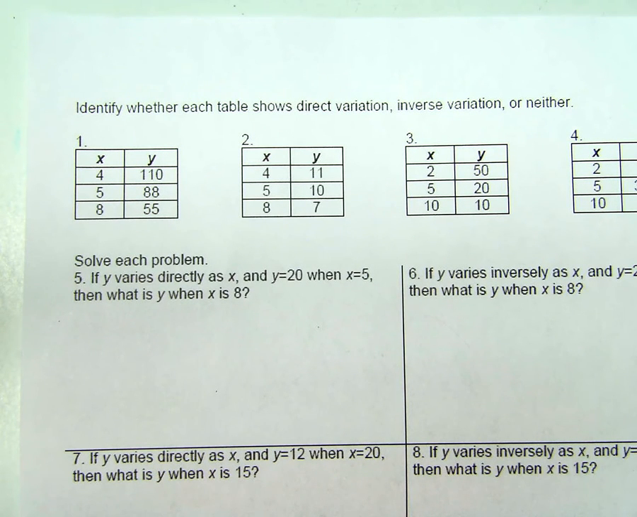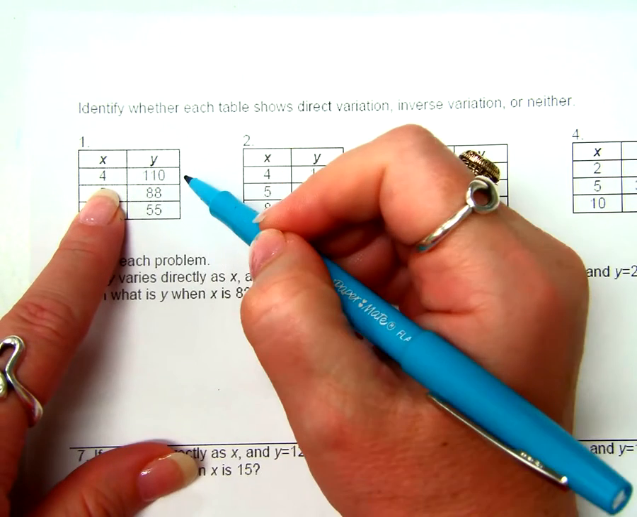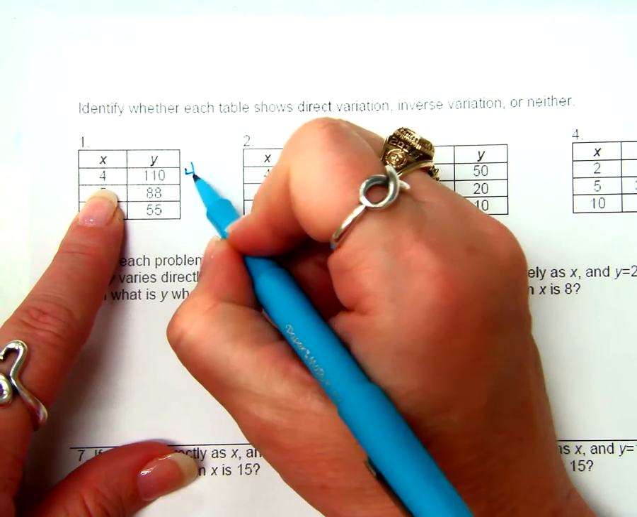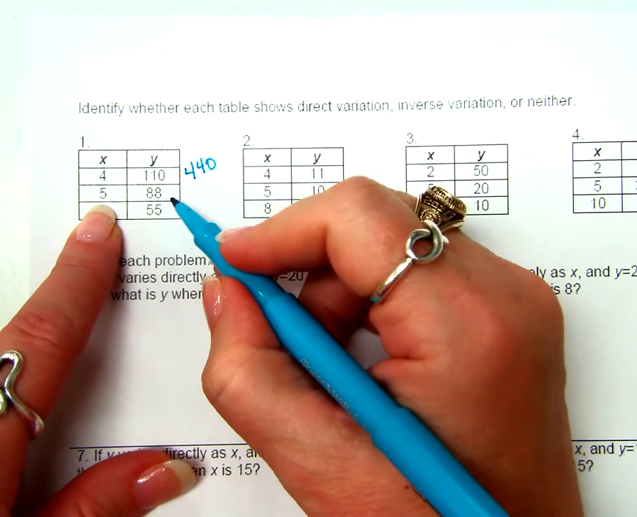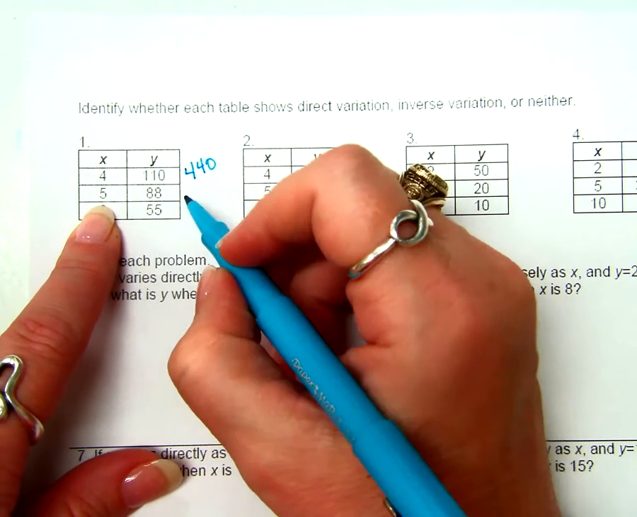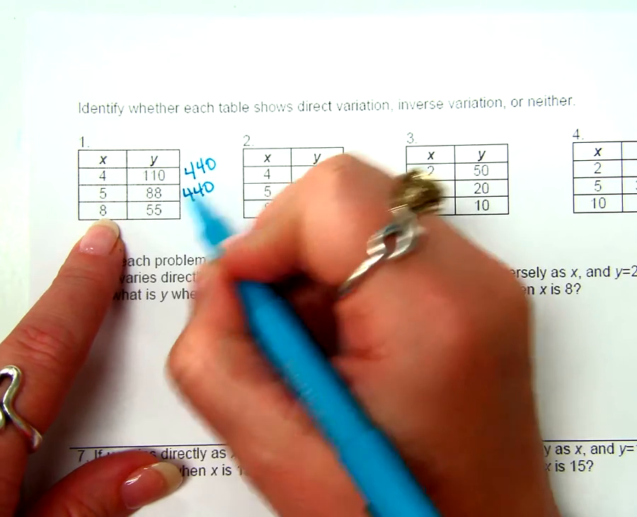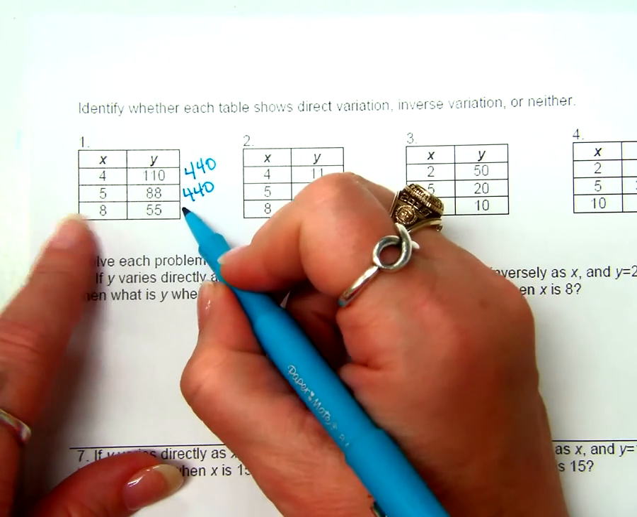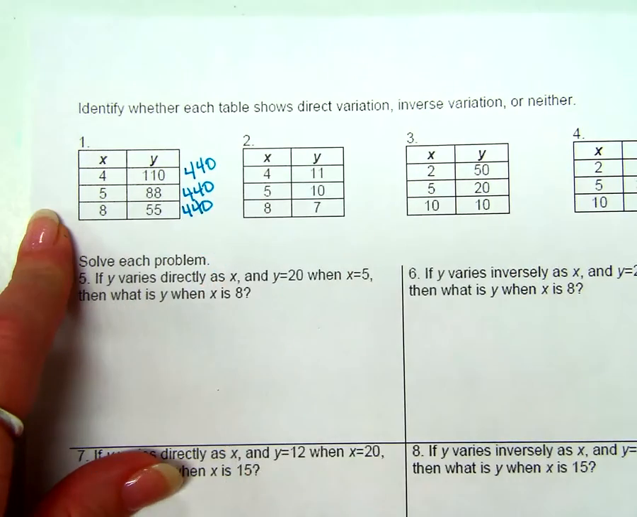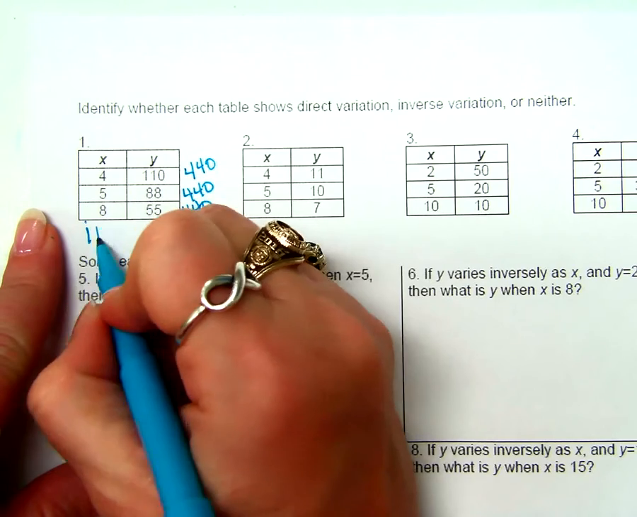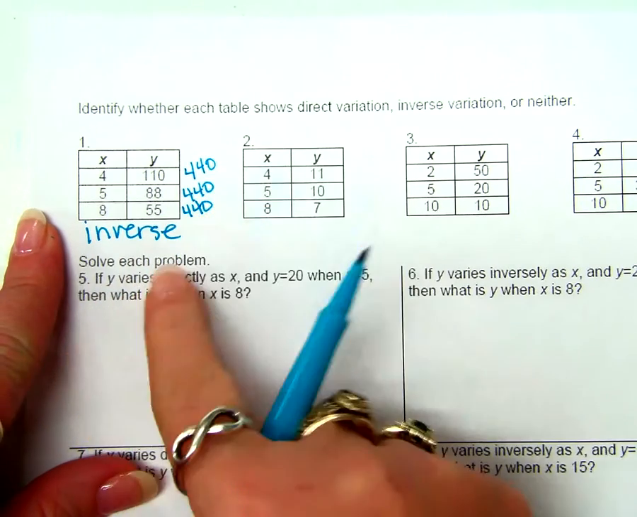So my first guess might be inverse, right? But for it to be inverse, I have to have a constant product. 4 times 110? 440. 5 times 88? 440. 8 times 55? 440. So what kind of variation is this? Inverse. We're positive. It's not just a guess.